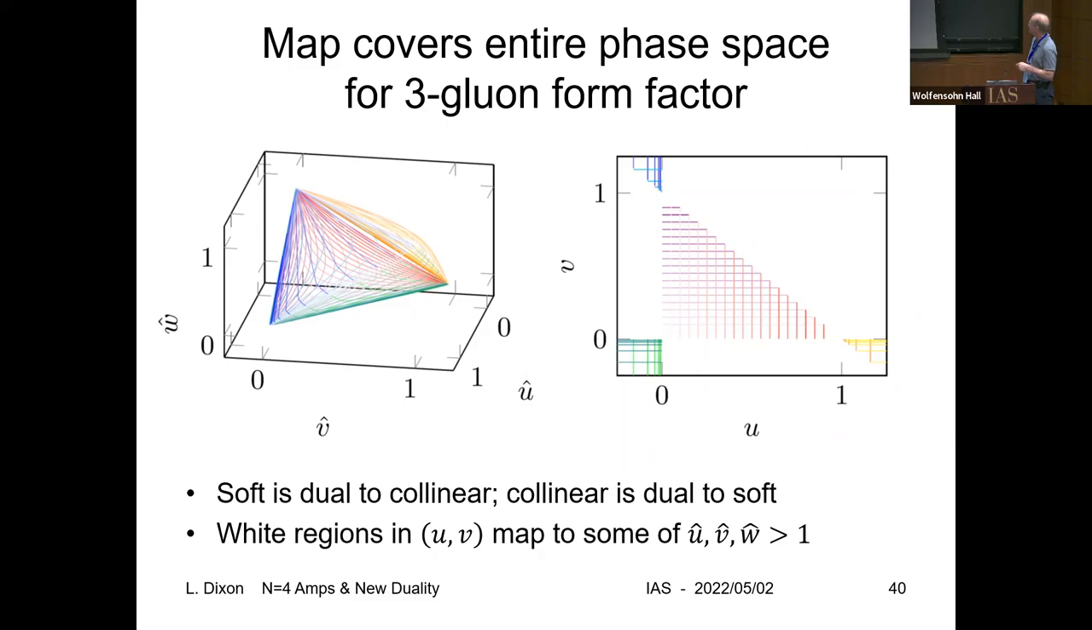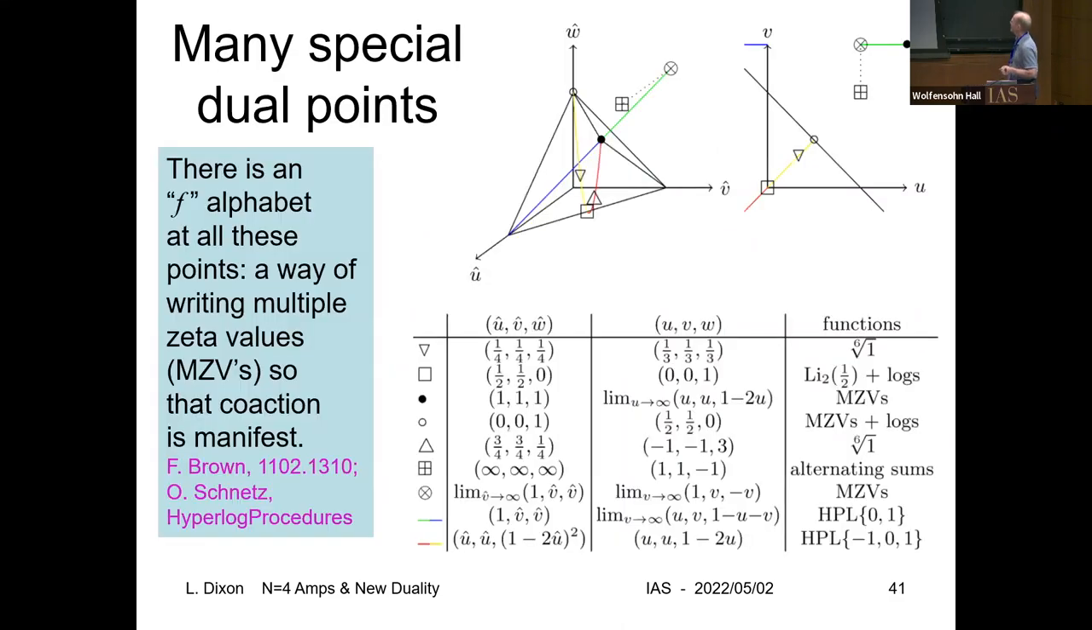And the blue line kind of maps into this corner here. And the green line maps down into this corner. And these are soft limits. So soft limits map to collinear limits, and collinear limits map to soft limits. We can check this duality beyond the symbol level by going to special points.